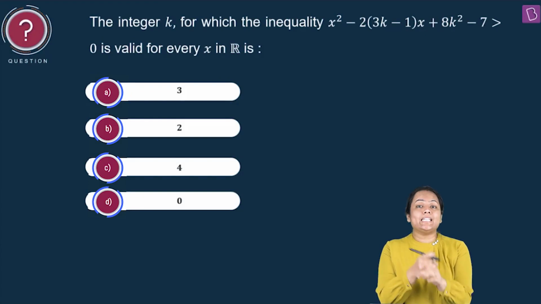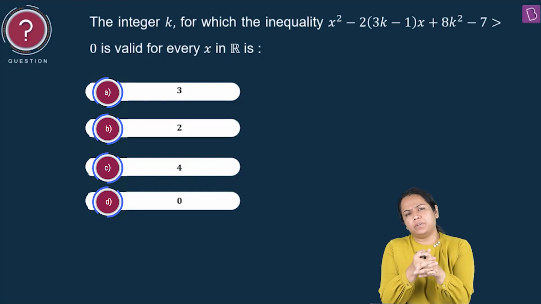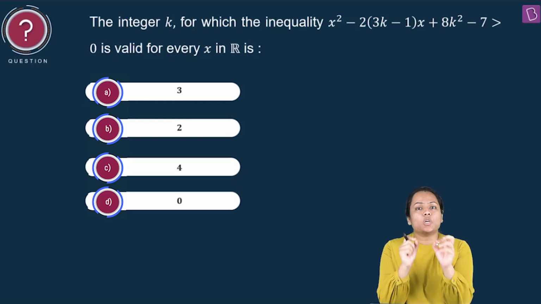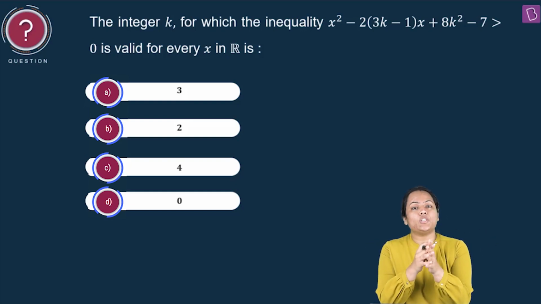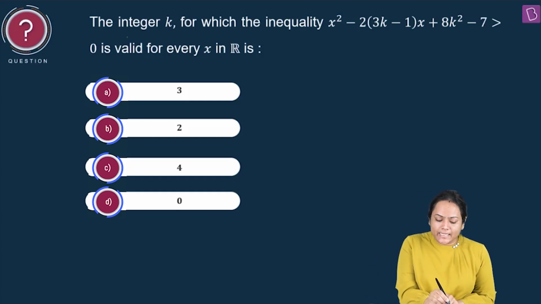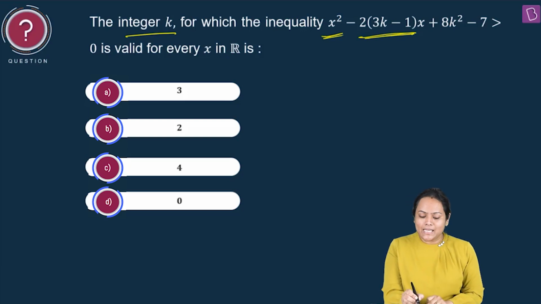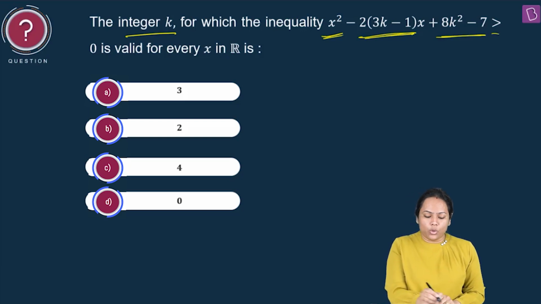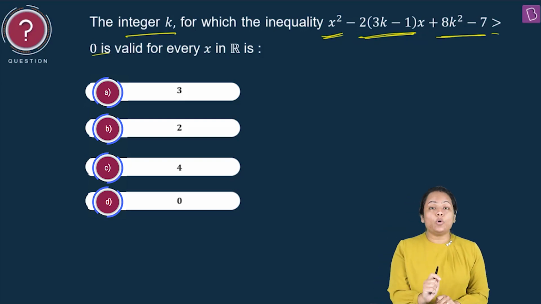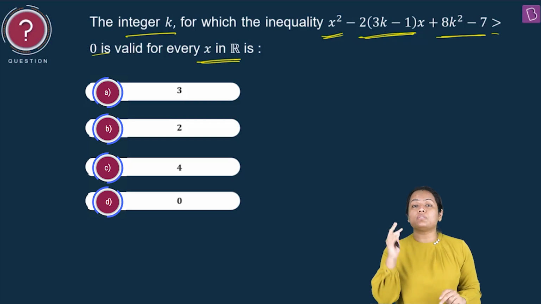As we have already seen, some topics cannot be left behind, like mathematical reasoning, which they asked, and the question was pretty simple. A similar question is this one, from quadratic equations. Again, a question which cannot be left. It's a very simple question based upon the basics you have already learned. The question is: what is the integer k for which the inequality x square minus 2(3k minus 1)x plus 8k square minus 7 is always greater than 0? This inequality is valid for all x belongs to R.